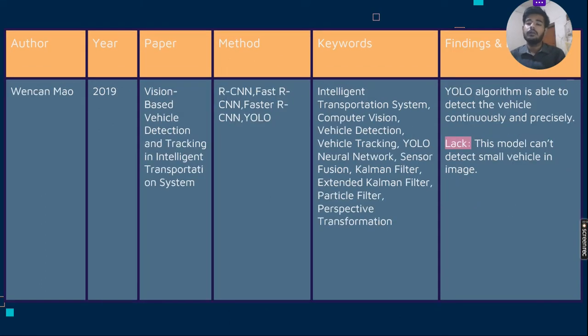The next paper's finding is that the YOLO algorithm is able to detect the vehicle continuously and precisely. The method used here is RCNN, Fast RCNN, Faster RCNN, and YOLO. The lacking is that this model can't detect small vehicles in the image.